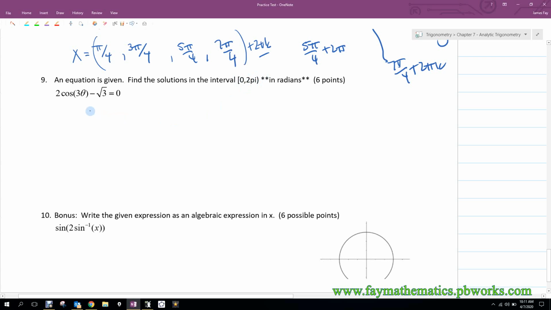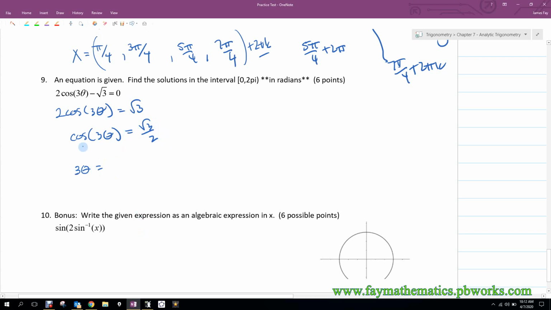So we're going to add radical 3 to both sides. So we get 2 cosine 3 theta is equal to root 3. And then I'll divide both sides by 2, so we get cosine 3 theta is equal to root 3 over 2. So now we're going to ask ourselves, where does 3 theta equal radical 3 over 2?